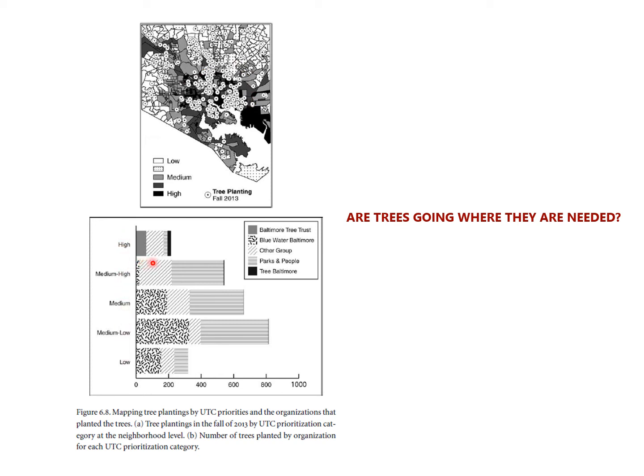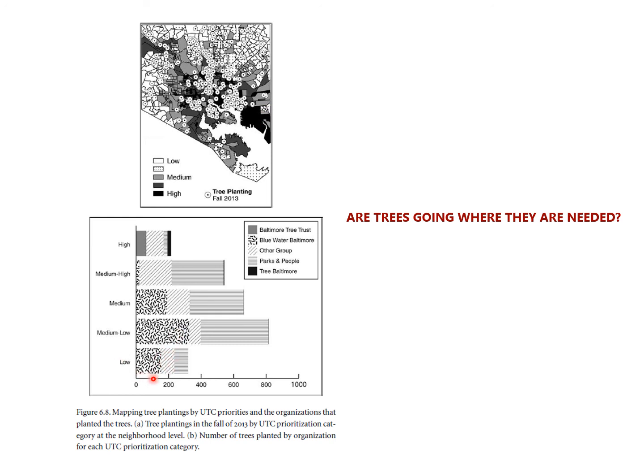And what you can see is that while there's a lot of different groups active in the high priority area, there's not as much planting going on. In fact, it's the least amount of planting is happening in the high priority area. There is a lot going on in sort of these moderate levels, probably up in here and these surrounding areas.